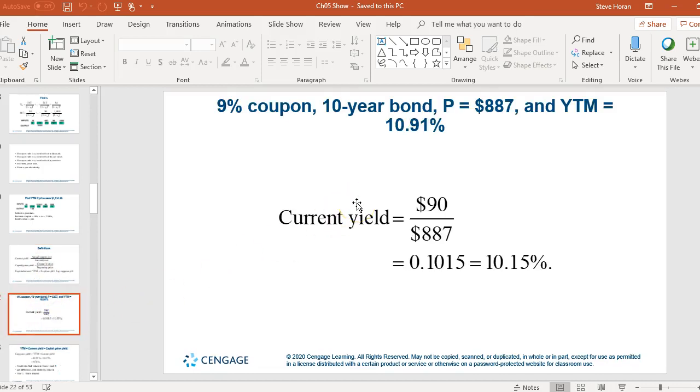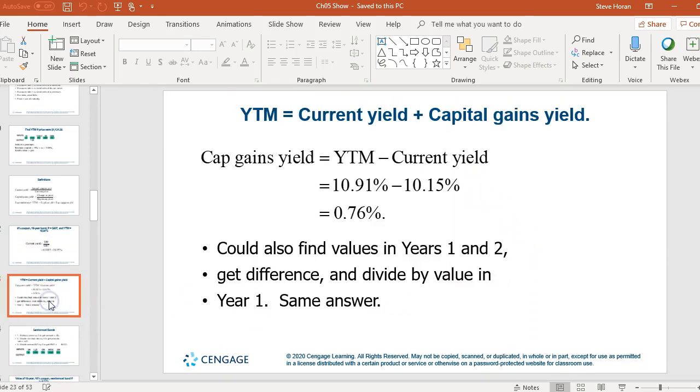So the question then, if I have a 9% coupon bond over 10 years, price today is $887, yield to maturity is 10.91. What's my current yield? Well, the 9% coupon times 1,000 is 90. Divided by the price today of $887, my current yield is 10.15. Well, I've already calculated that my YTM is 10.91. So the difference between 10.91 and 10.15 is my capital gain yield, which is 0.76. So as long as I know the formula and I know 2 of the 3 parts of the formula, I can solve for what's missing.